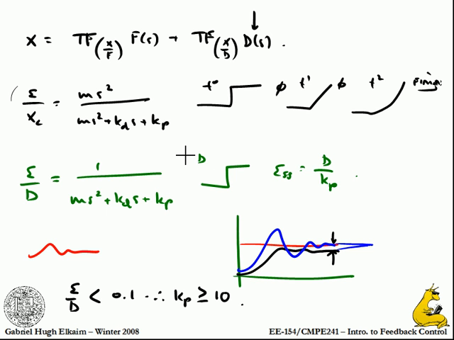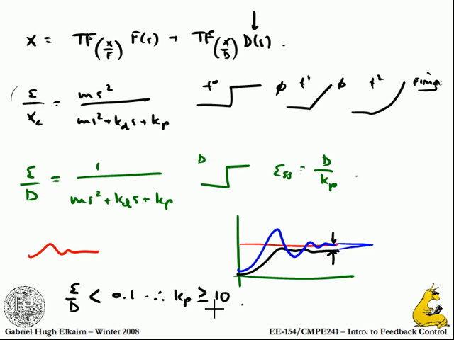And so if I said, well, look, I want to make sure that whatever disturbance comes in, I want an error less than 0.1. I want it to attenuate disturbances by a factor of 10. That pushes me to a Kp of greater than 10.